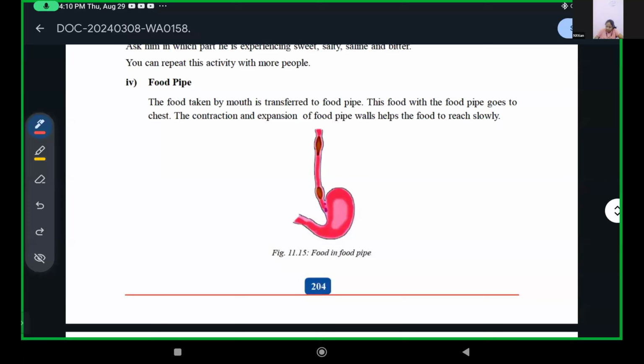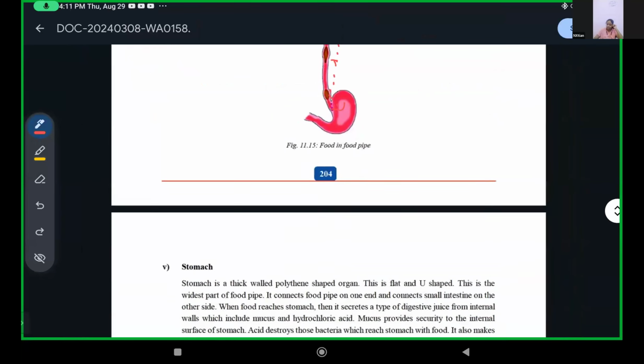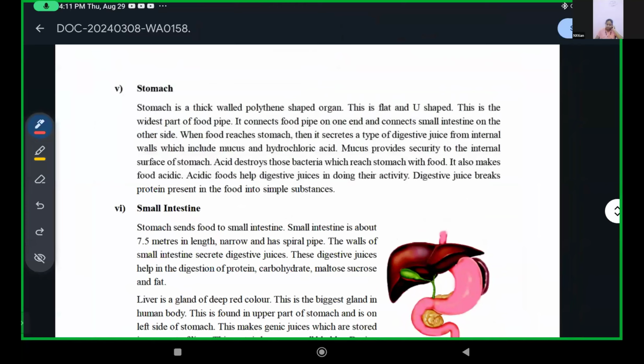Okay, food comes from here, from the mouth. From the intake, it enters the stomach. And in the food pipe, the contraction and expansion happens, which pushes the food forward to reach the stomach. Okay, then we have the stomach.